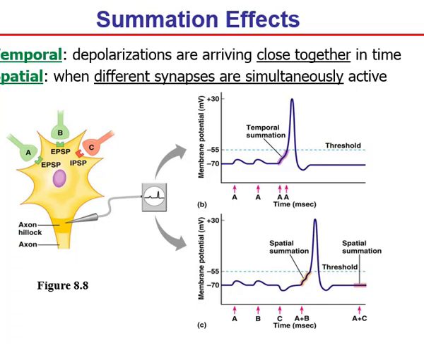Summation rules still apply, and notice the C neuron is actually contributing to an inhibitory response. But we can still add all of these different activities up to see if we reach threshold. And we can do this in both cases. The axon hillock is depolarized to threshold and an action potential is fired.